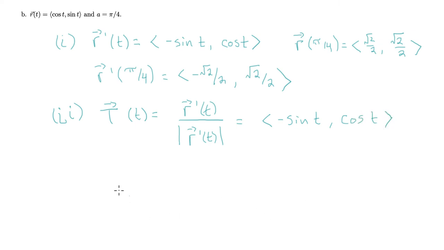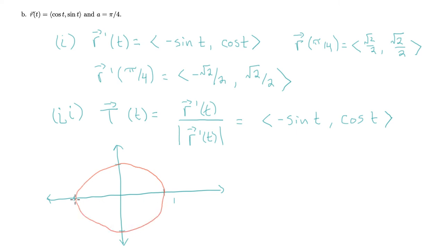Okay, and now let's sketch our function. We know that, well, this is just living on the unit circle. So we have our curve. It's a little poorly drawn. It's supposed to be a circle.